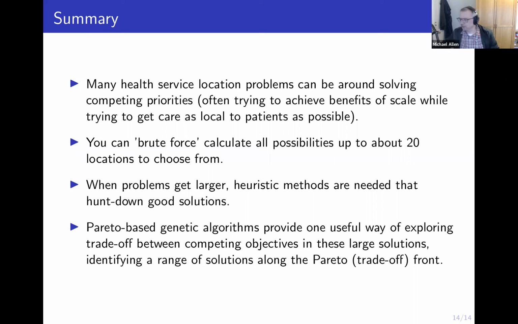Yeah, it reminds me of the question. David Spiegelhalter, I remember, was asked once, how do you explain log odds ratios to the general public? And he said, you don't. So in a case like this, we wouldn't try and explain genetic algorithms. What we explain is that we're exploring the trade-off, the Pareto fronts, and people get that.